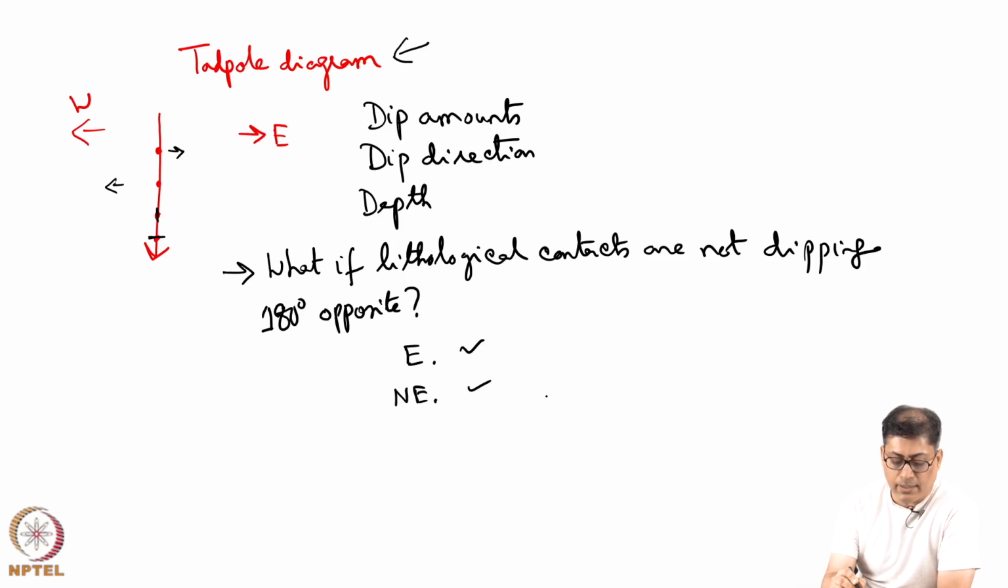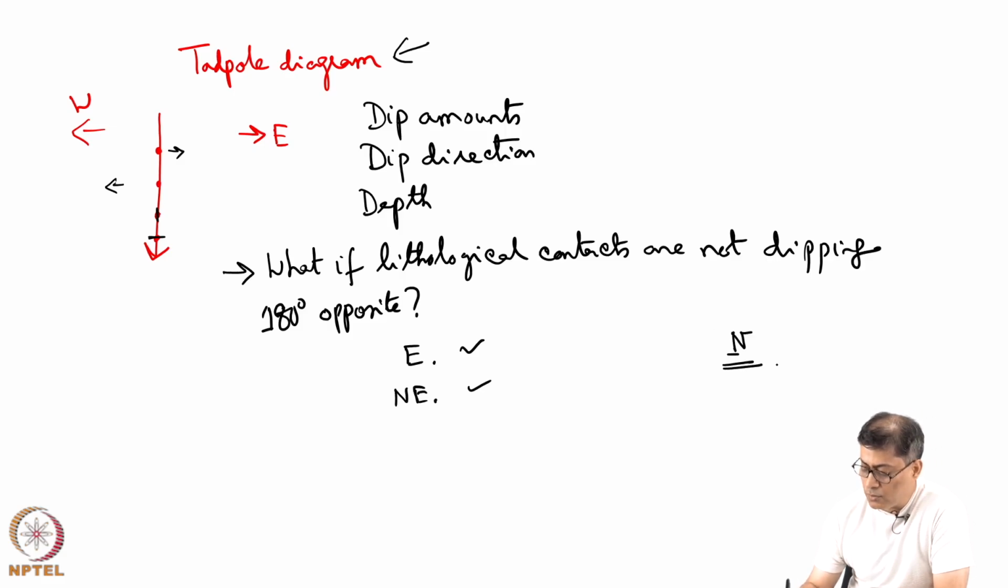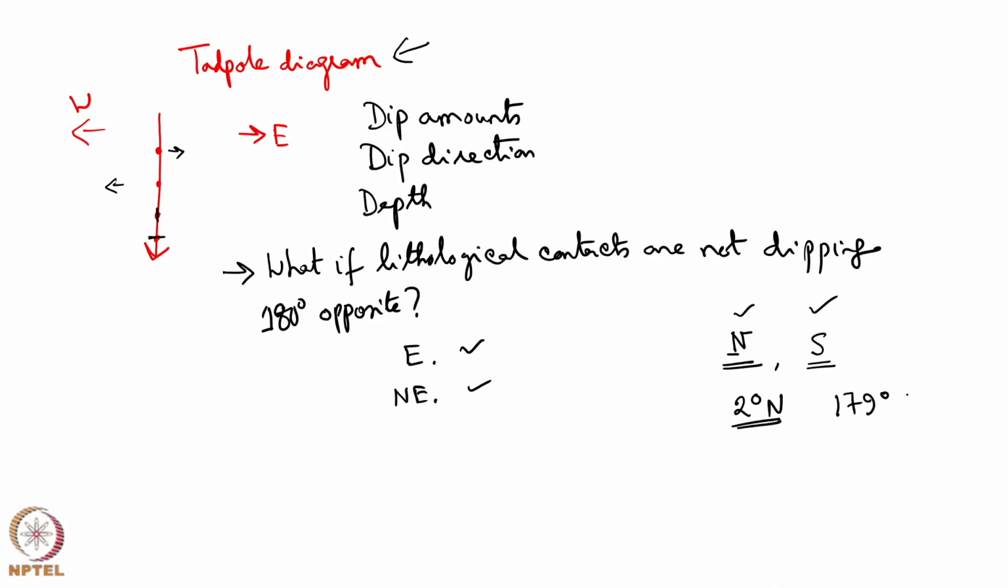In other words, in a tadpole diagram we present the different lithological contacts that dip 180 degree opposite to each other. So if one litho-contact at some depth is dipping towards north and another litho-contact at some other depth is dipping towards south, then this can be presented. Or instead of north, let us say 2 degree north, which is approximately north, and here is 179 degree north, which is approximately south, then they can be presented.